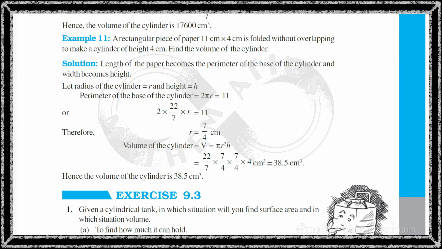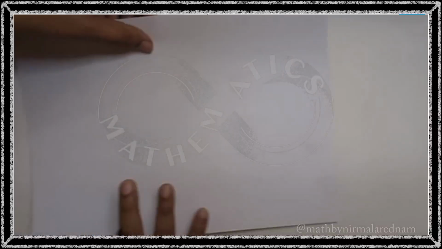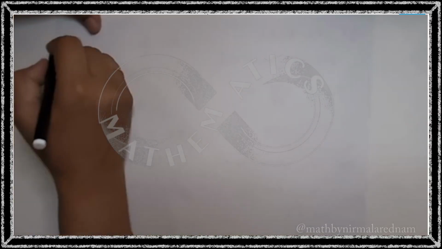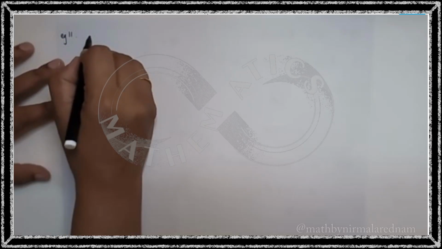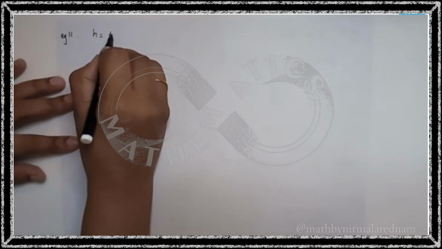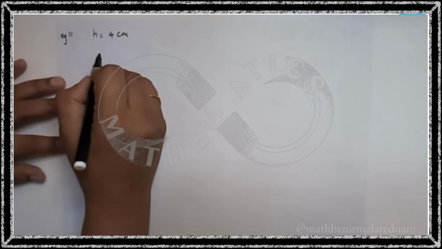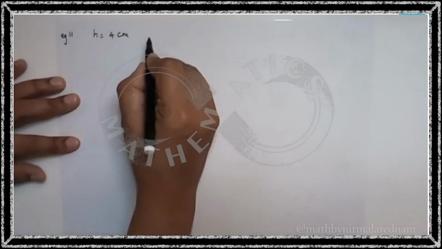Now here, the radius of the cylinder is not handed to us directly. We have to find it from the given information and then we can proceed. So let us write down the given information. First, they're saying that height is 4 centimeters. Now, in order to find volume, I need the radius as well. But what do we know about the radius?